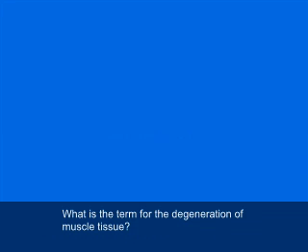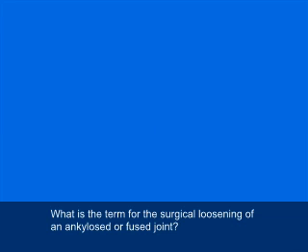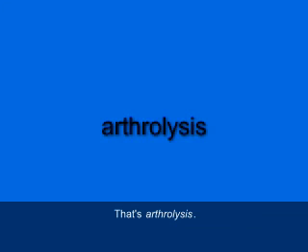What is the term for the degeneration of muscle tissue? That's myolysis. And what is the term for the surgical loosening of an ankylosed or fused joint? That's arthrolysis.